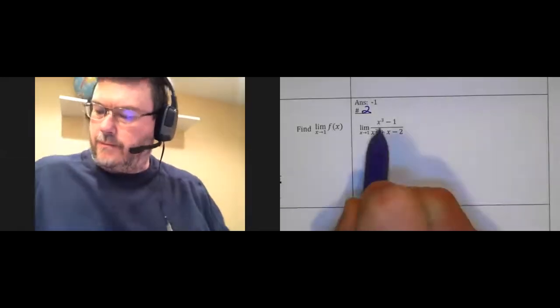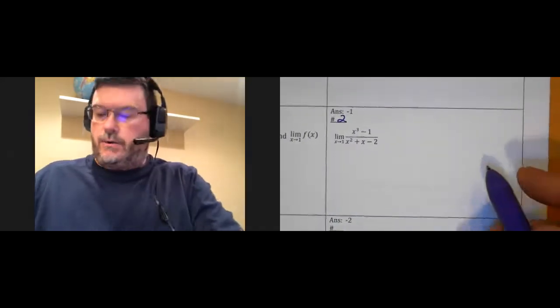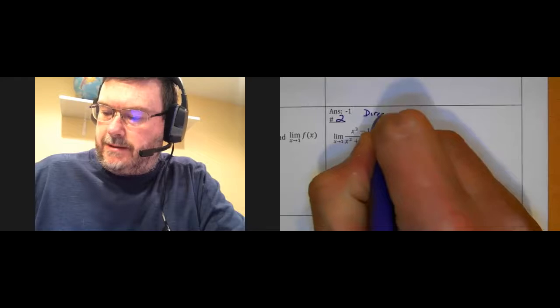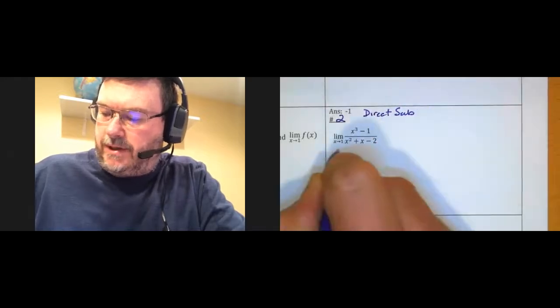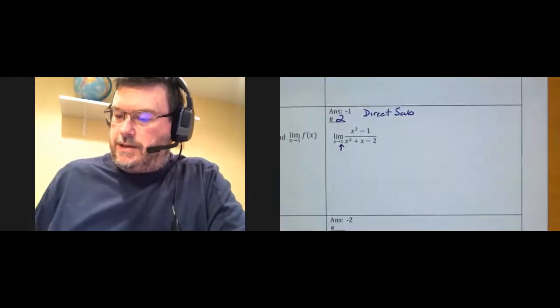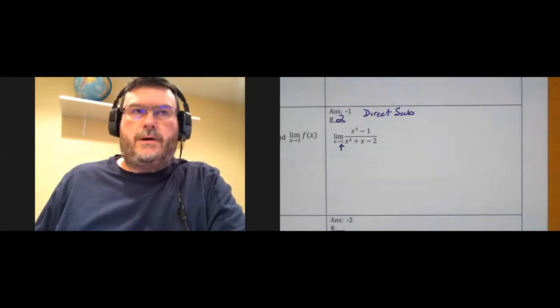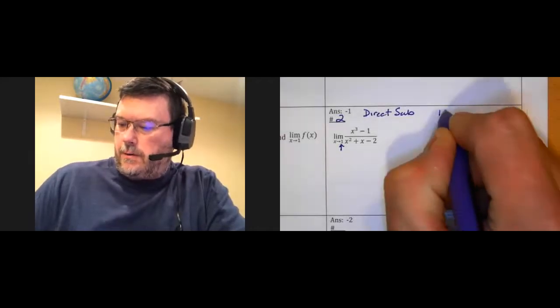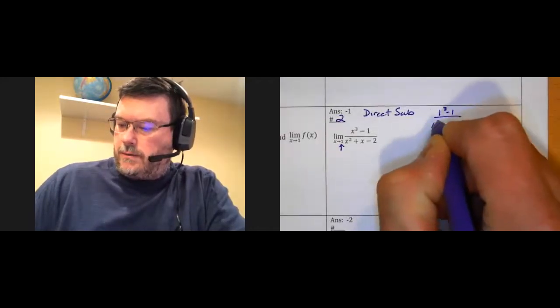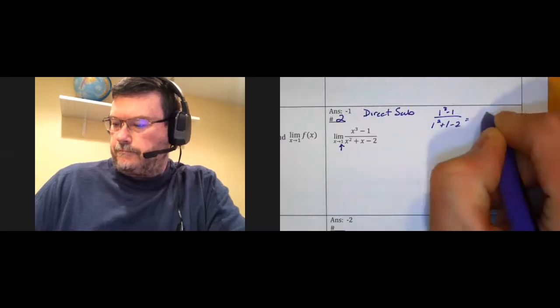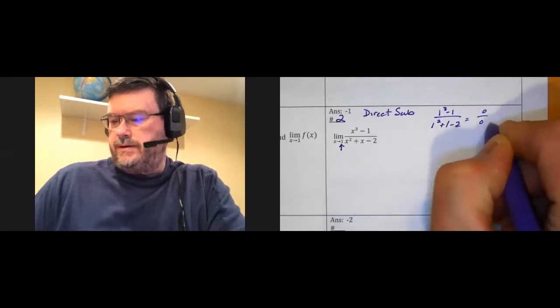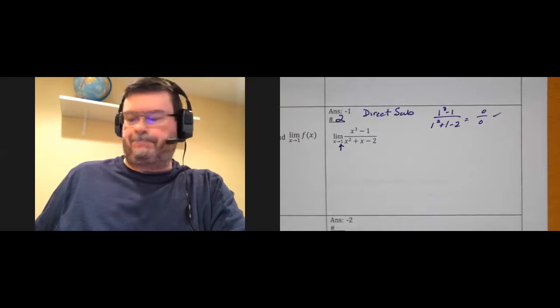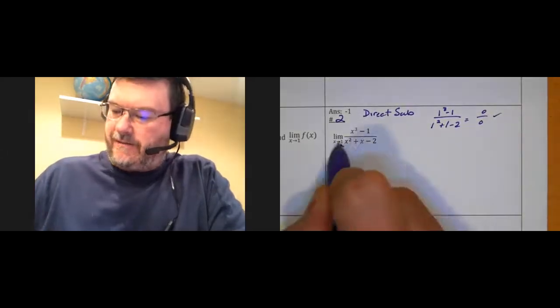So on this one, when we always check the limits, we always want to check to see if we can do direct substitution. So direct substitution means that we're placing this number, the limit, into the function value. And if it becomes one of those indeterminate forms, then we are going to look for another way. So in this case, if we plug in 1, we're going to get 1 cubed minus 1 over 1 squared plus 1 minus 2, which is going to be 0 over 0. So this is that indeterminate form, which means we need to find a different way.